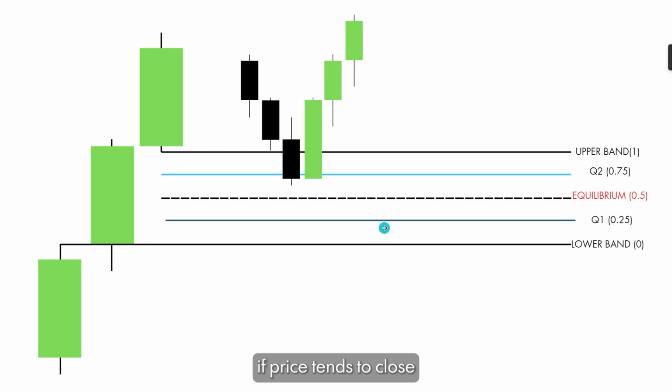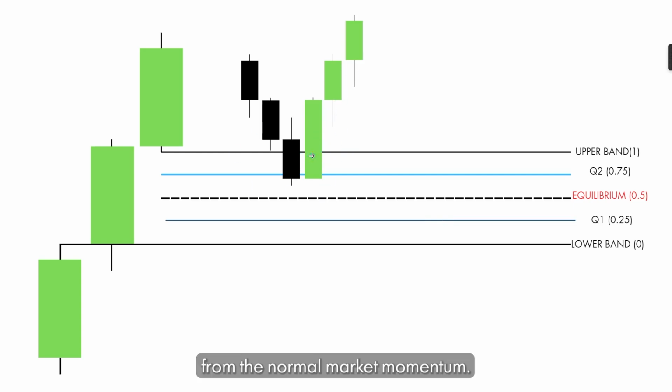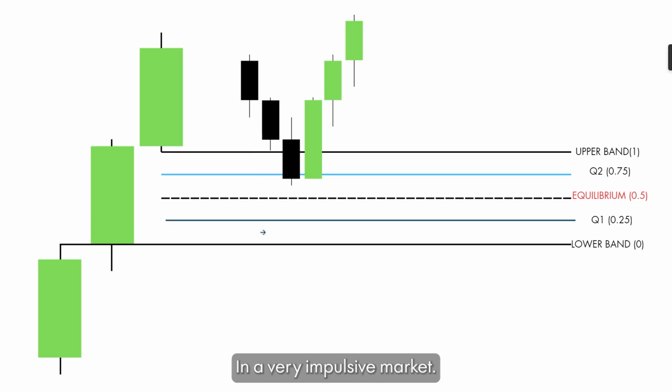If price tends to close within your lower band, you should realize that there's a high chance of price consolidating for a while before it even makes a push. And even if it does start to impulse, it wouldn't be as volatile as if price were in your upper band. This is just derived from the normal market momentum. You'd want to see a very short retracement in a very impulsive market.